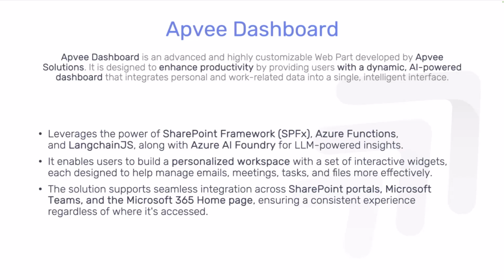We use SharePoint Framework as the framework to create, of course, the web part, but we also use Azure Functions, and we use LangChain JS to interact with Azure AI Foundry models. At this time, we use GPT-4o mini, but we can change, of course, to any large language model that we want. The idea is, again, that the users are able to personalize the workspace by adding and managing all the widgets that are available at this time.